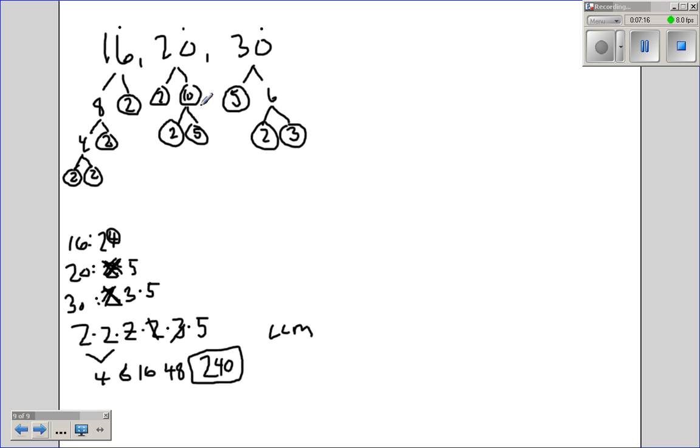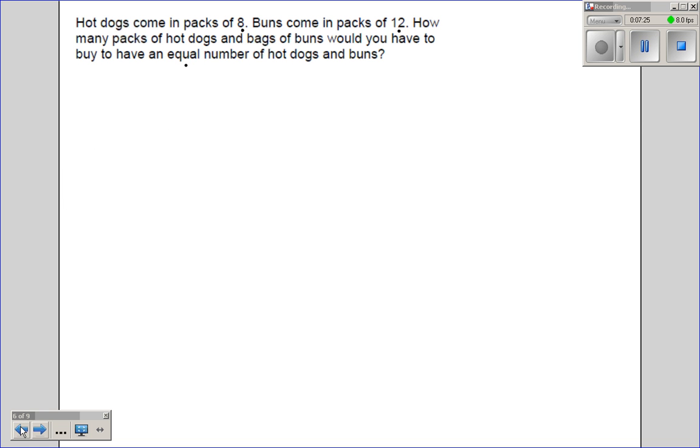Okay, so that's how you find the least common multiple. Well, for 3 numbers, and you're going to go back all the way here and go ahead and see if you can find the answer to this hot dog bun problem there. Good luck.